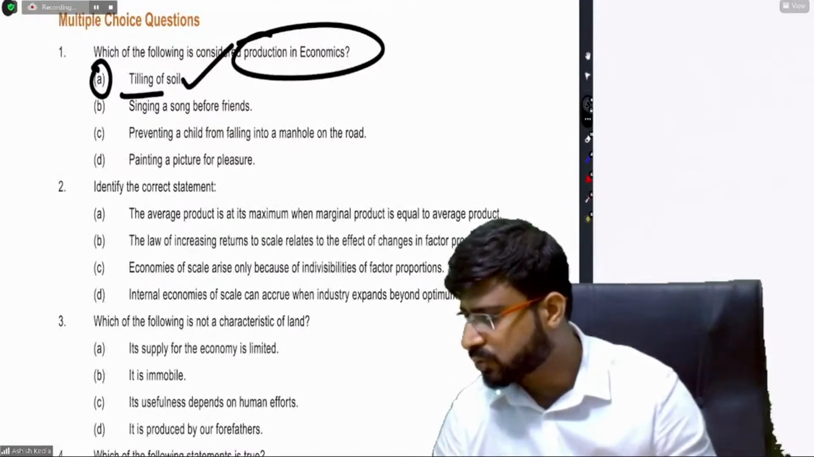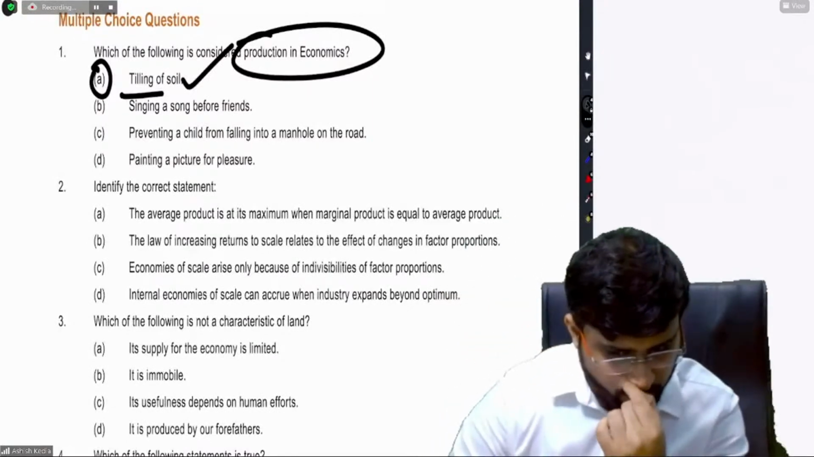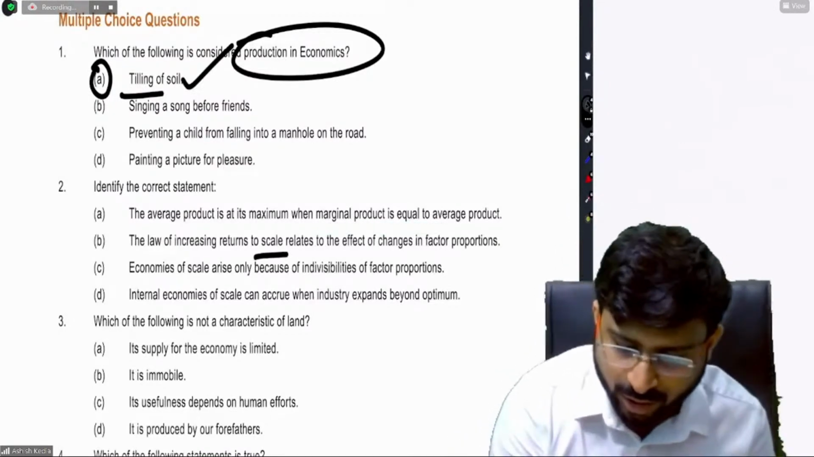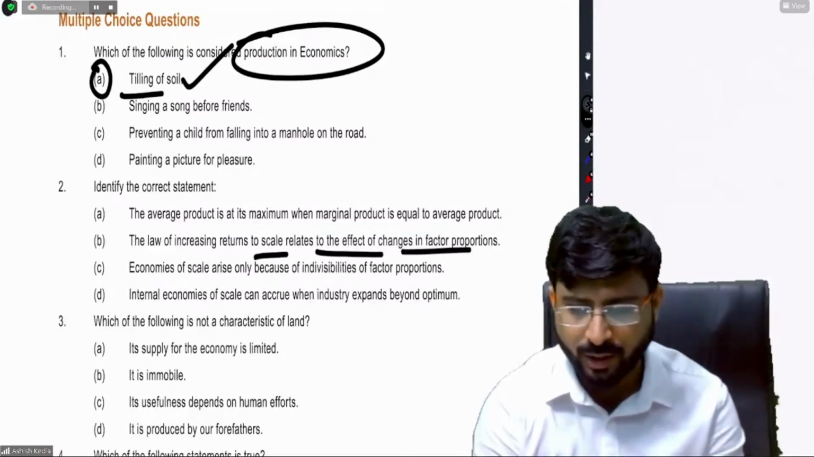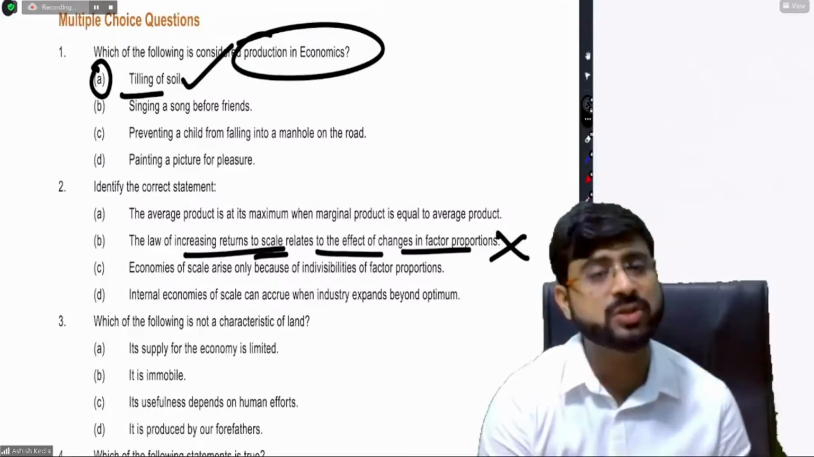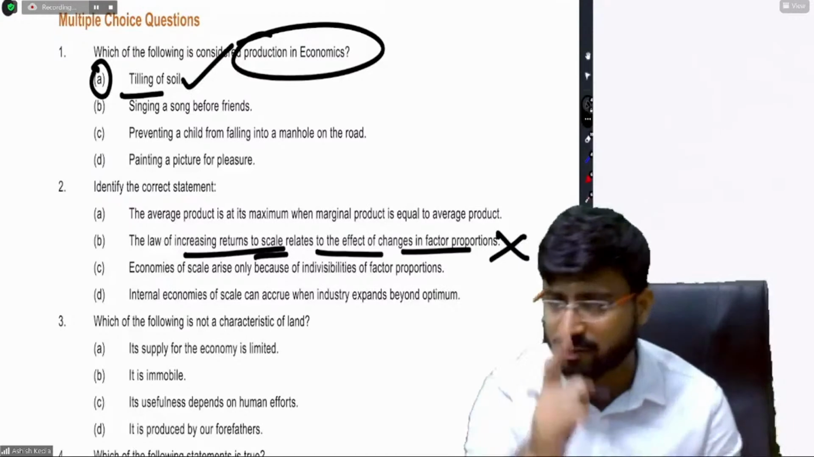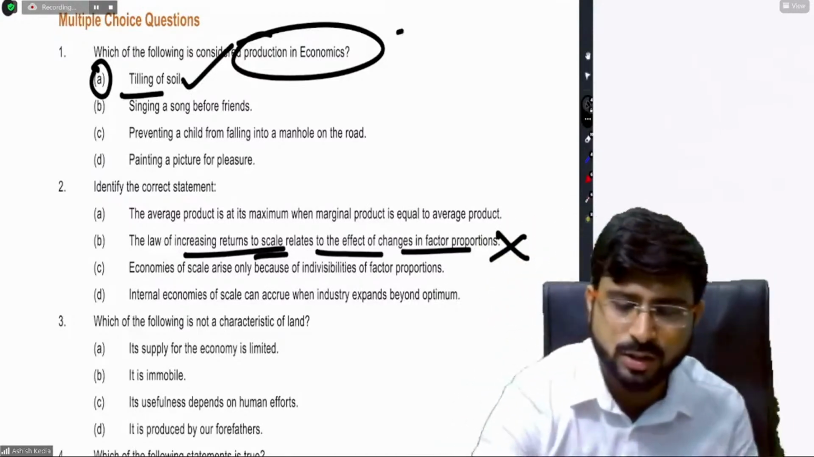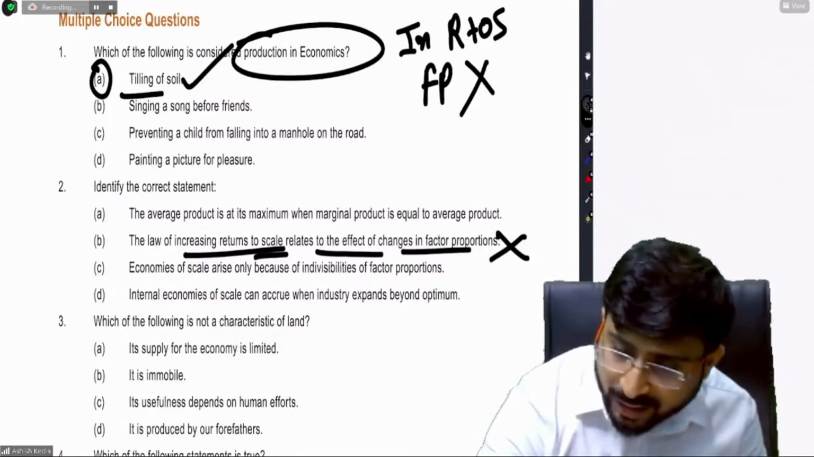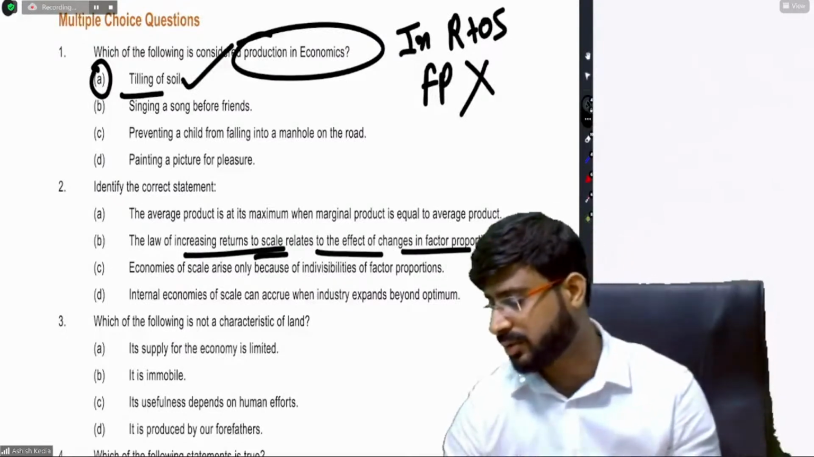Next question everybody, let's go. Okay. The average product is at maximum when MP equals AP. Law of increasing returns to scale relates to the effect of changes in factor proportion. No, in increasing returns to scale, factor proportions cannot change. Everybody write down in the chat. In returns to scale, that is in the long run, factor proportions can't change. Please write it down here.